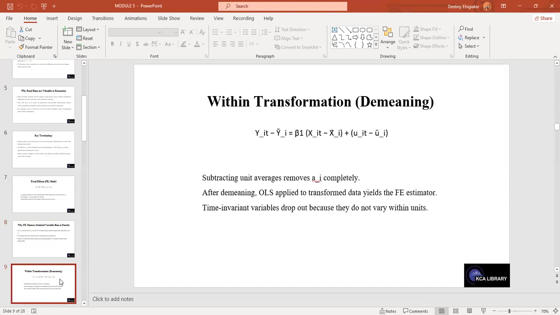Now let's look at the within transformation, the meaning. This is the equation. Subtracting unit averages removes A subscript i completely. After the transformation, OLS applied to the transformed data gives the FE estimator. Time invariant variables drop out because they do not vary within units.